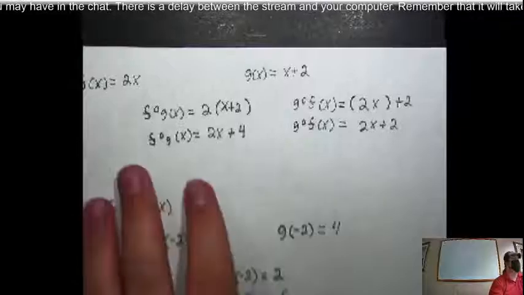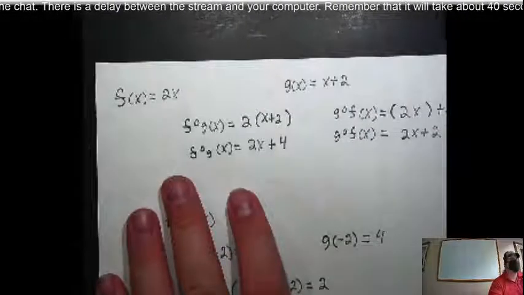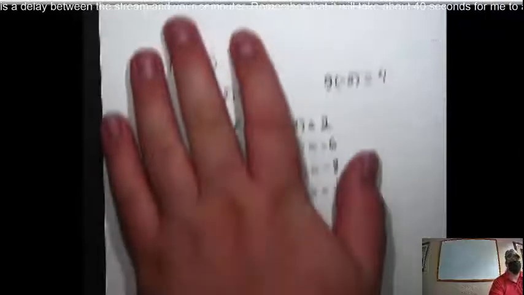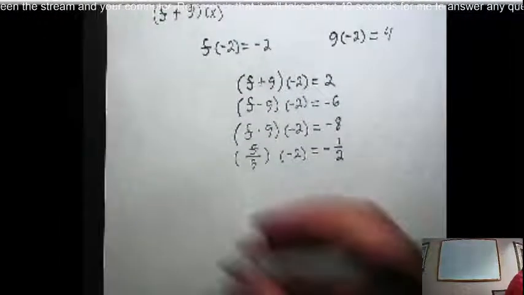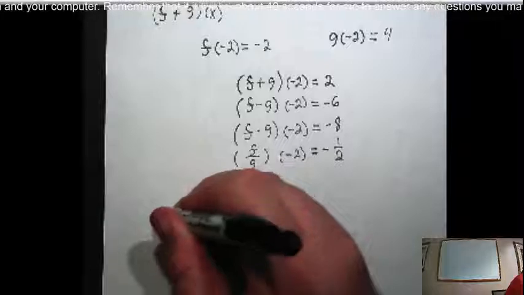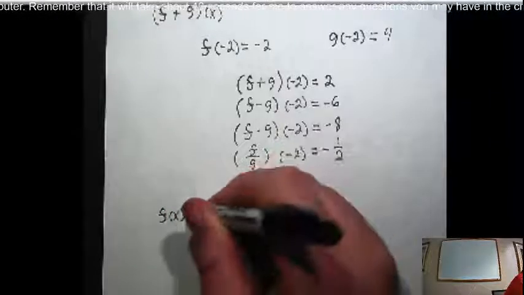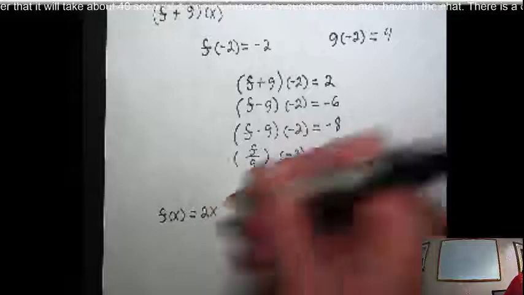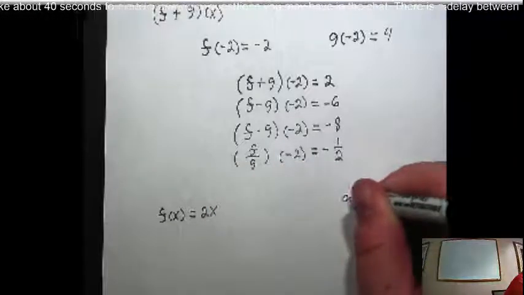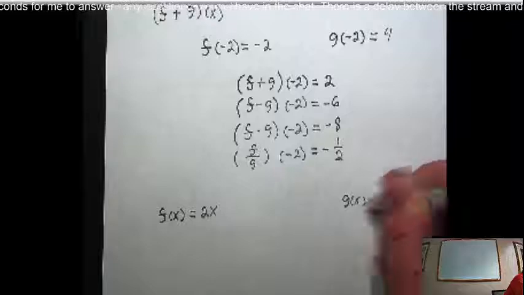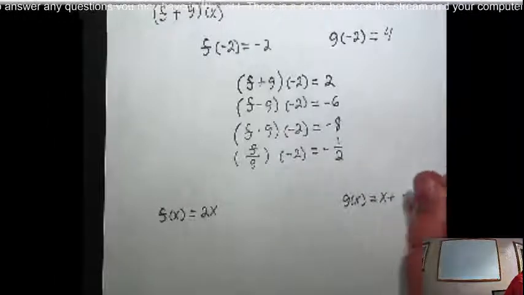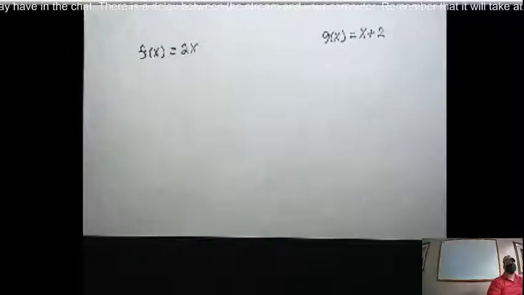Now, let's say we have our original functions again. f of x is 2x, and g of x is x plus 2. So let me write these back down here. f of x is 2x, and g of x is x plus 2. I do have the structures for these. I have the rules for what g is and for what f is.